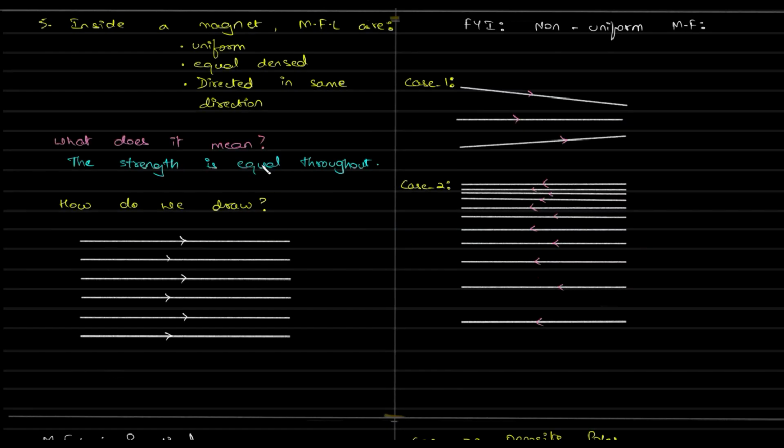And next is, inside a magnet, the field lines are uniform, equally dense, and directed in the same direction. So this means that you'll end up with a diagram like this, wherein you have magnetic field lines running in the same direction and with the same strength throughout. Anywhere you take, they have the same strength. So this is your uniform magnetic field. And non-uniform is wherein you don't have the same number of magnetic field lines around and there is unequal magnetic field line distribution across.